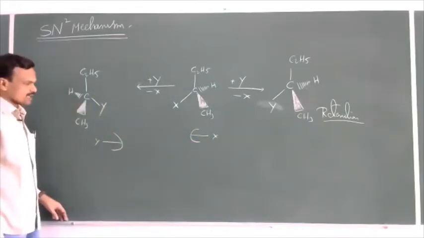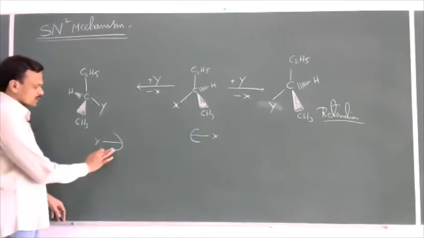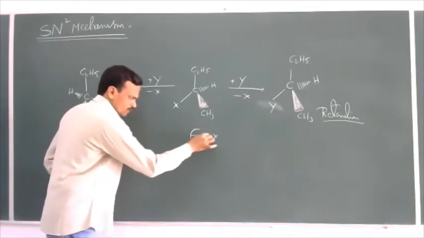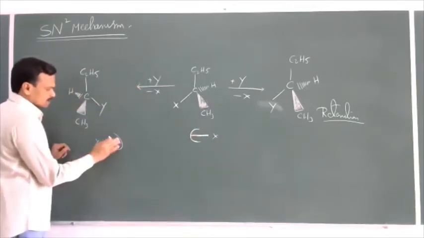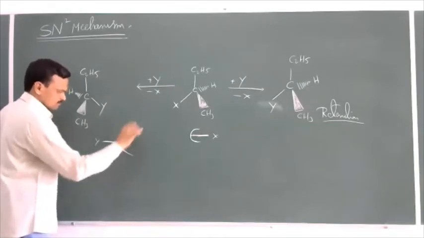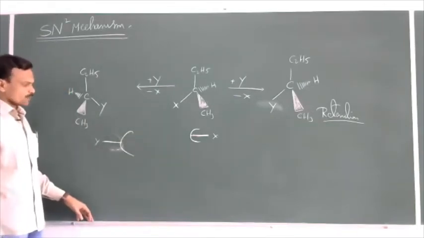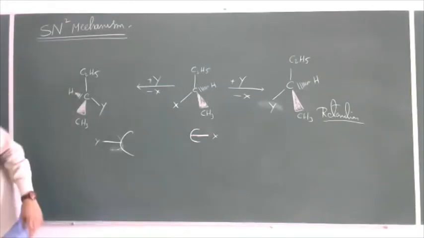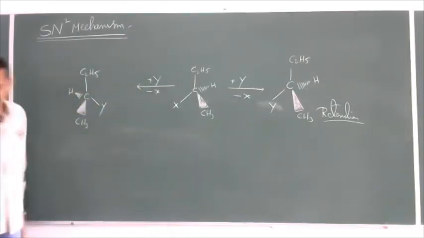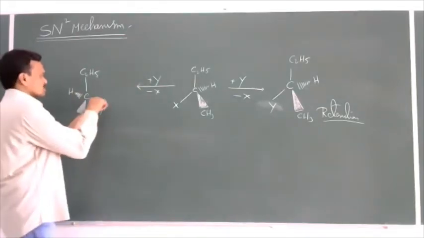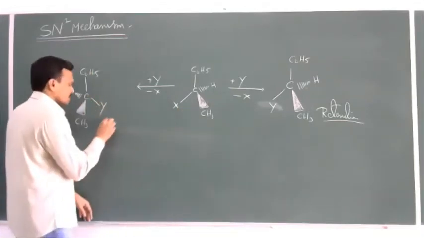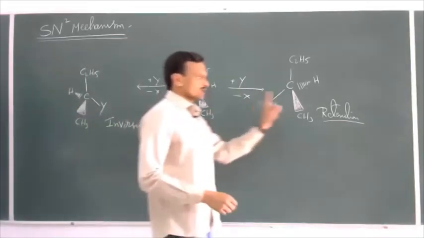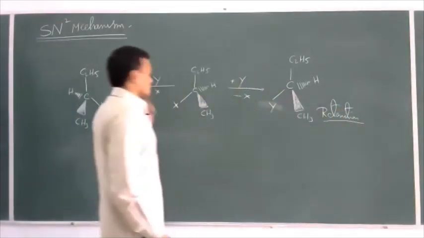It is just like the inversion of an umbrella when you go outside during the rain. This is the shape before inversion of the umbrella, and then it becomes like this. The opposite configuration means a reverse, an inversion of configuration, takes place. So here the product forms with a change in the spatial orientation of the groups. This is called inversion of configuration. This is retention of configuration, and this is inversion of configuration.